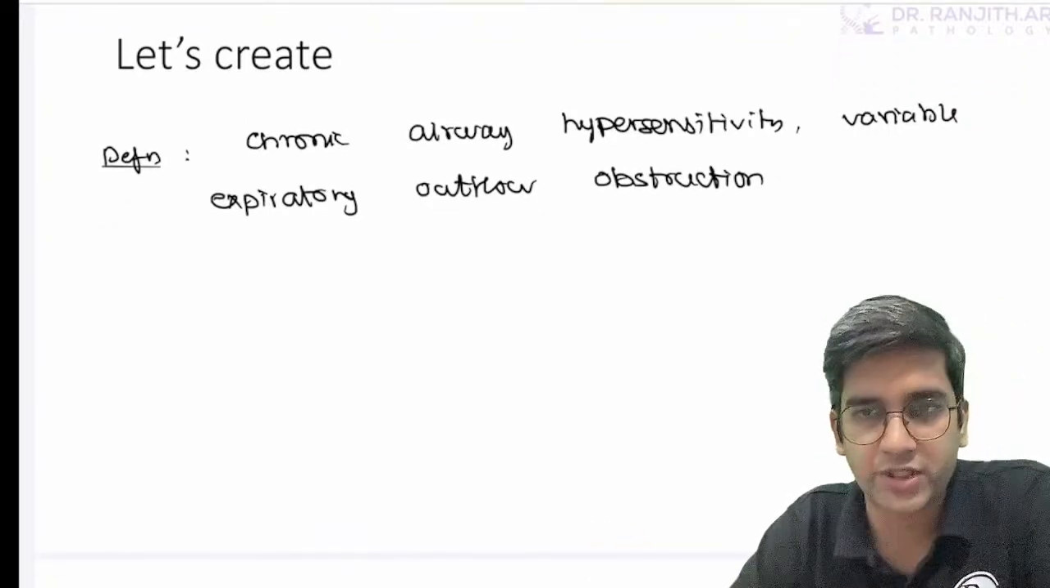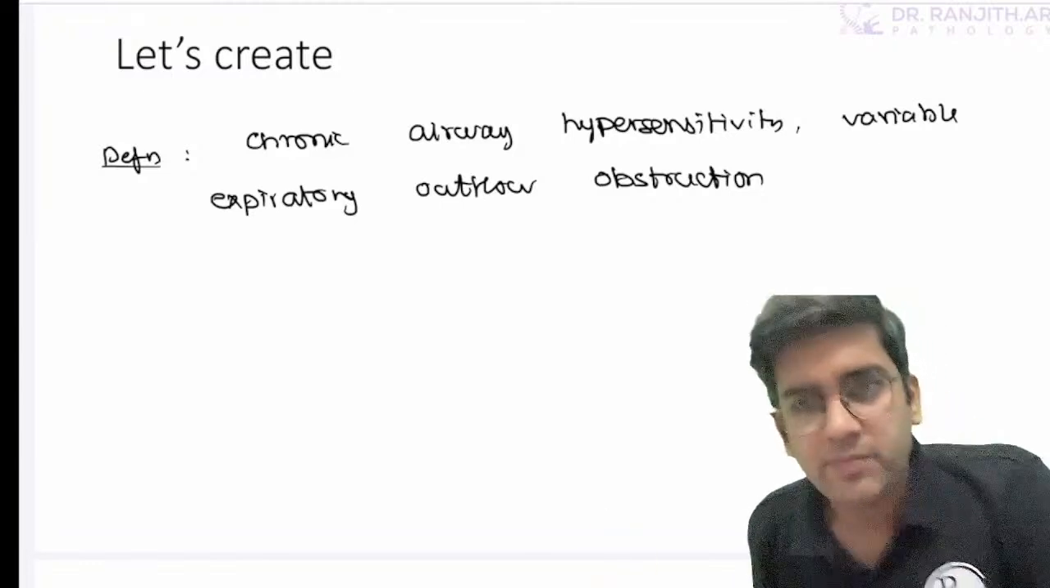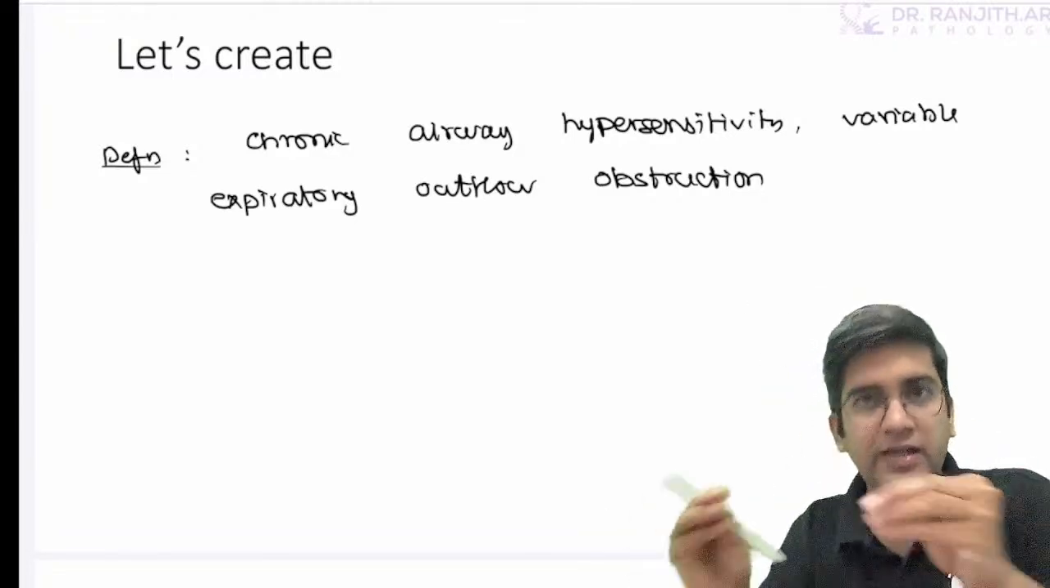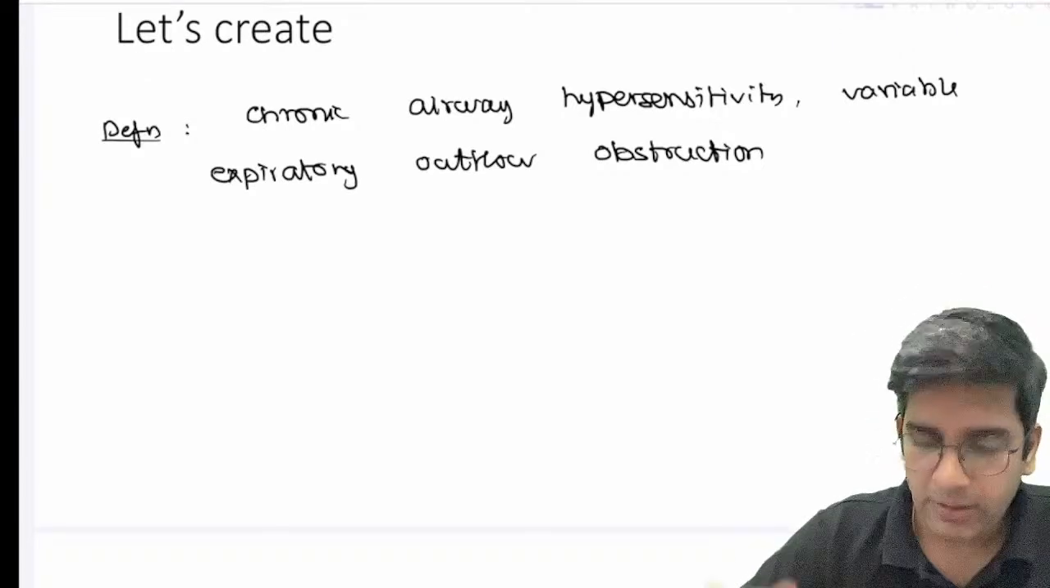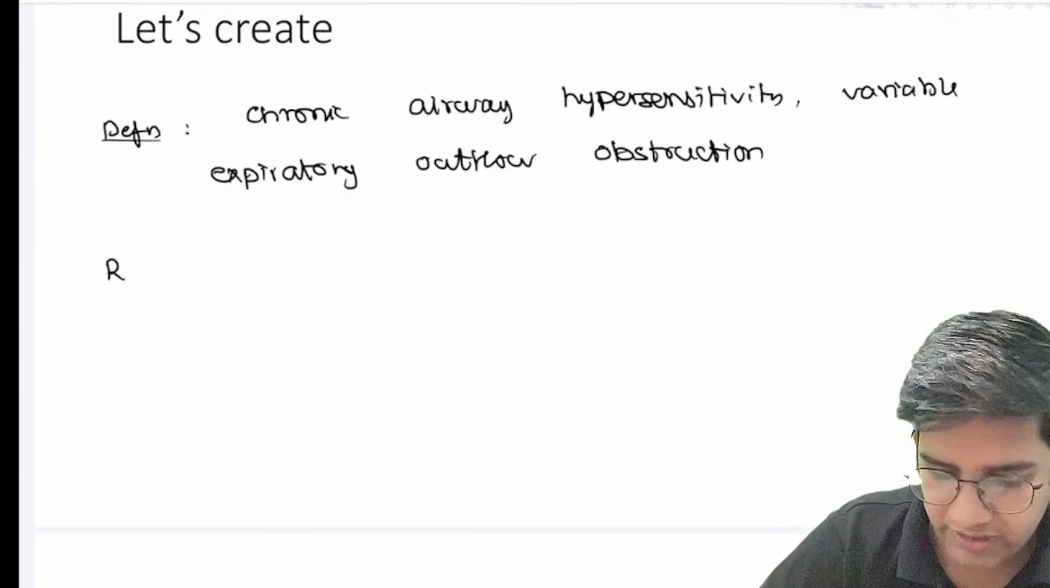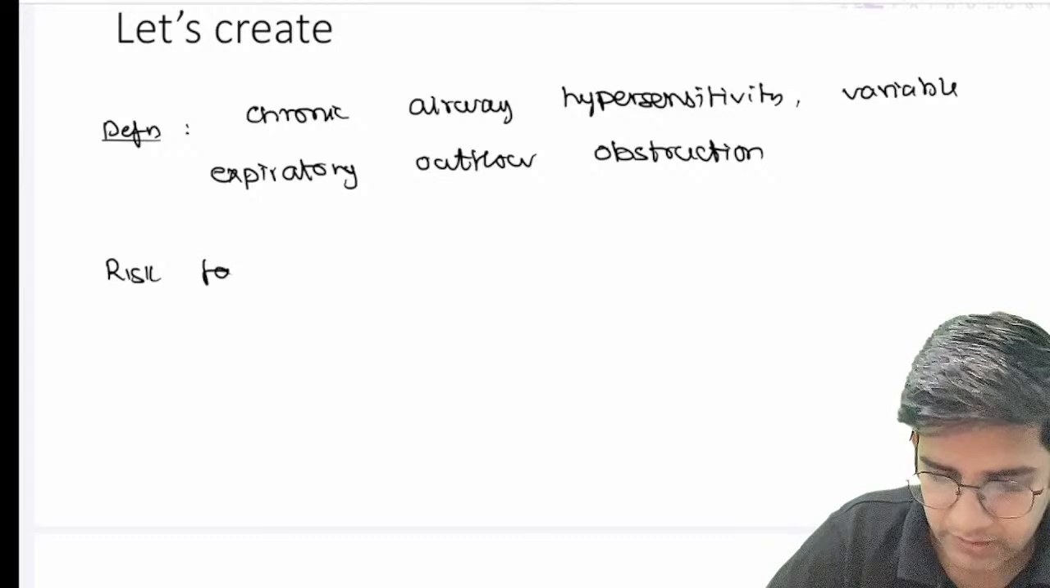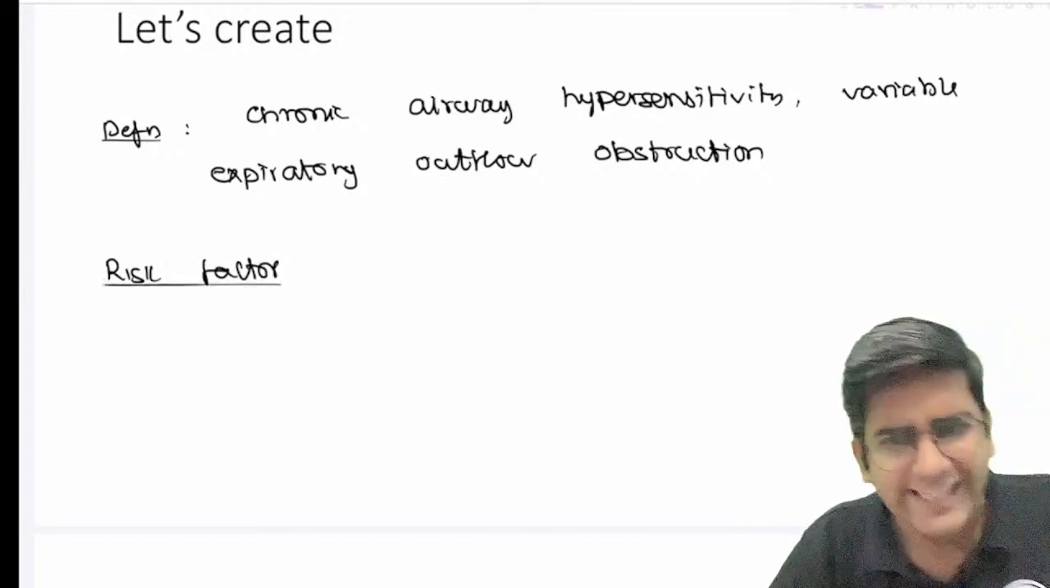Now we know the definition, right? So once we know a definition, perfect. Whatever you guys said, we can compile it and put as a simple one or two line definition. After the definition, by default, I'm going to ask about the risk factors. So do you guys know any risk factor for asthma?